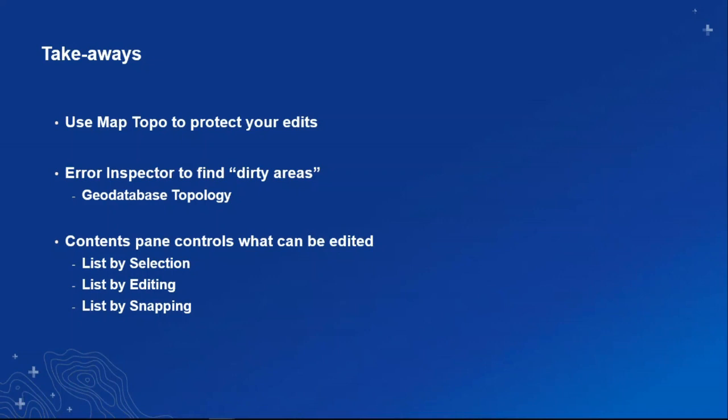Takeaways here: make sure you use map topology to protect your edits. Use your error inspector to find your dirty areas, and that is all based on your geodatabase topology. And then the contents pane, as I mentioned before, controls what can be edited either by using list by selection, list by editing, or list by snapping.